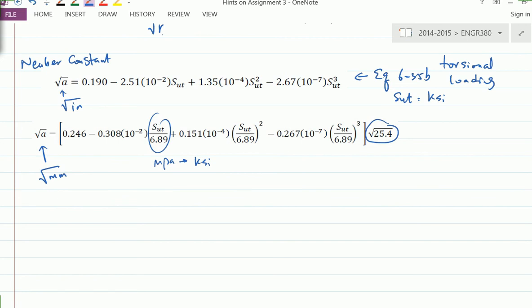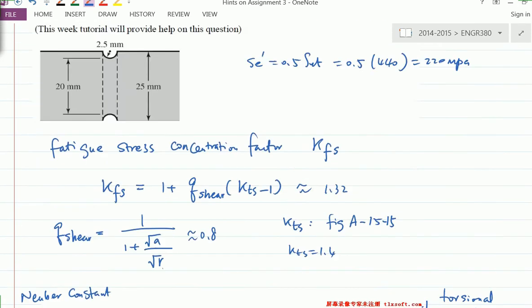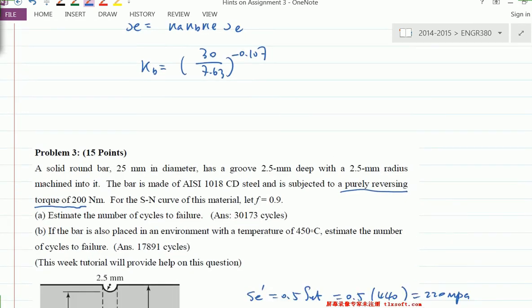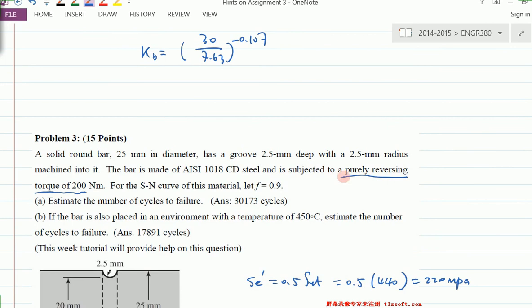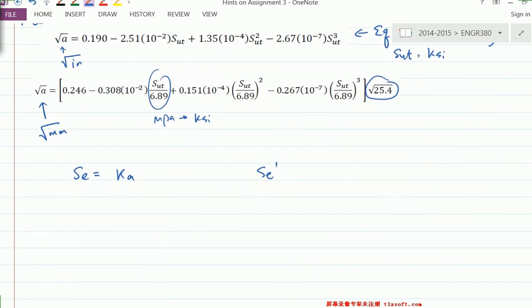Okay, so now we need SE and SE prime. So what factors do we need for this question? First of all, we need a Ka, the surface factor. Take a look at this question here. This is a cold drawn steel, or machined. Actually, it also says the radius is machined. So we should use the machined surface, right? So you can find a Ka.